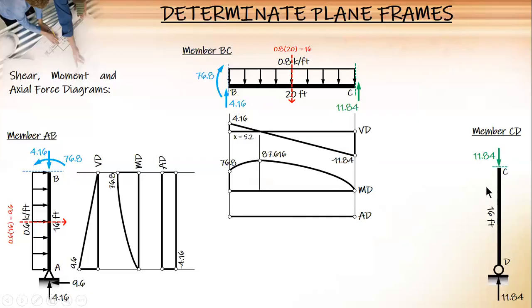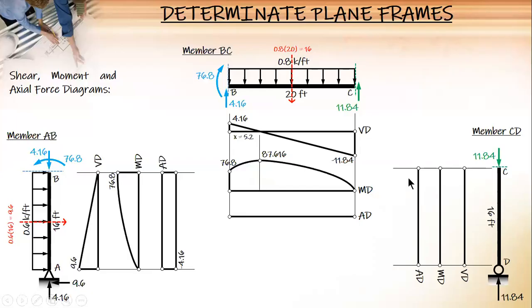And then for member CD, we don't have shear forces. So if we don't have a shear diagram, we don't have a moment diagram. We only have an axial force diagram. Compression. So compression minus.